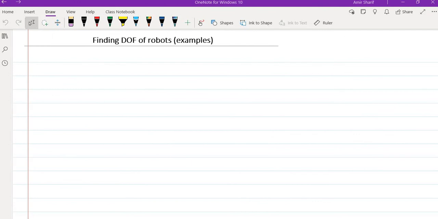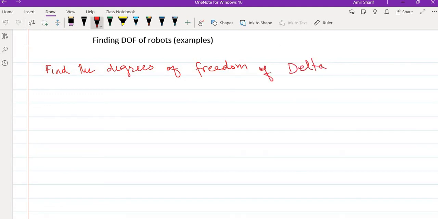Okay, now let's take another example of finding degrees of freedom of a robot. In this case, we can take an example of a delta robot. So the problem is: find the degrees of freedom of the delta robot given in the figure below.